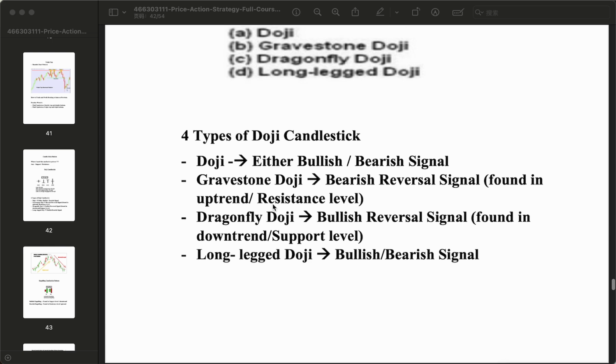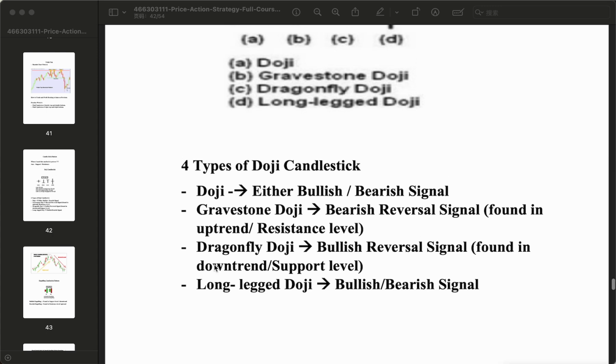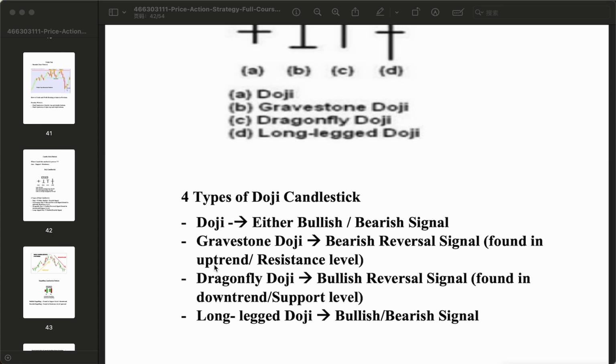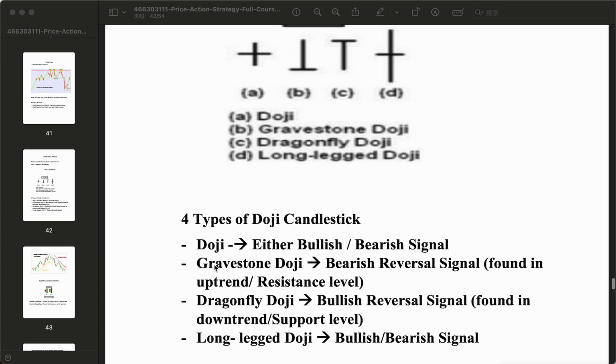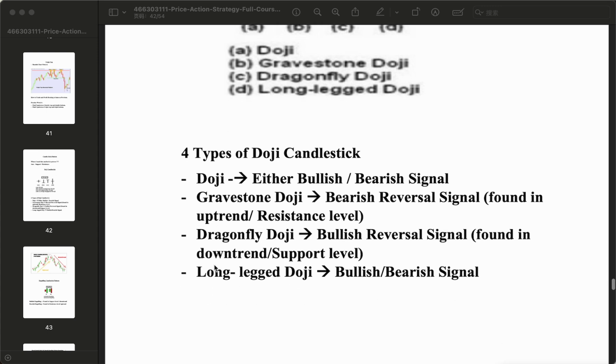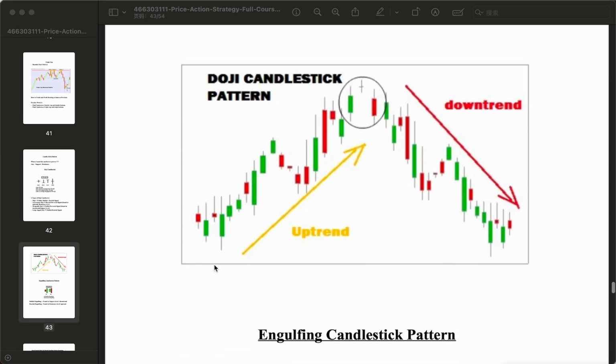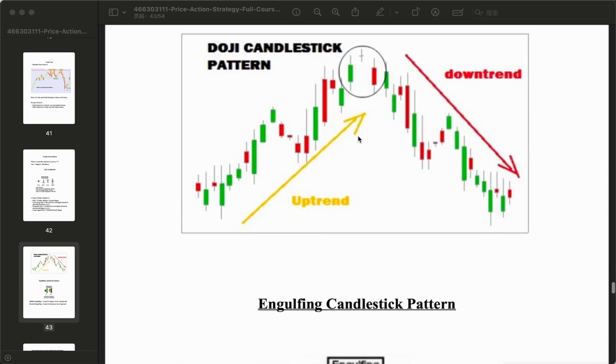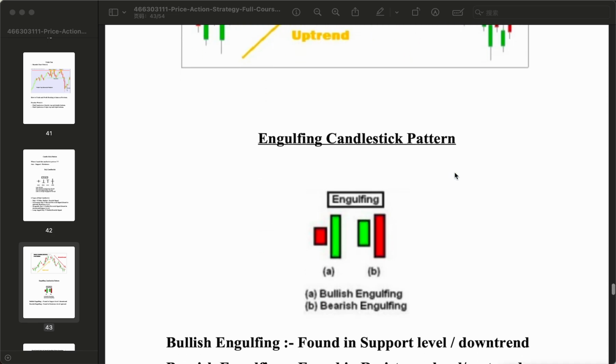The first and the fourth Doji are very similar, except that with a long leg Doji the price range can go wider compared to the typical Doji. In this Doji candlestick pattern, you see the uptrend, and then you see the Doji right in the middle of it. After this Doji, the price movement actually reverses and becomes more of a downtrend.